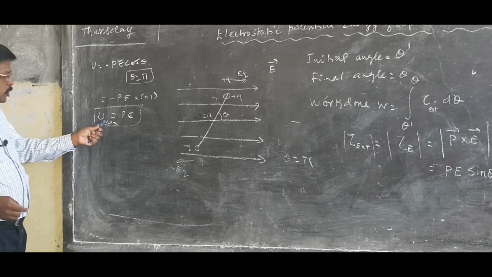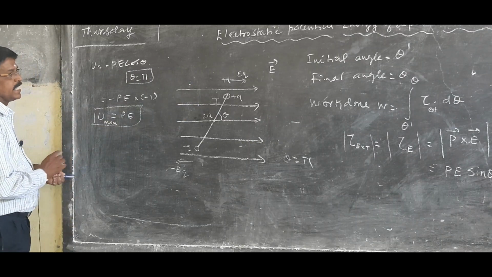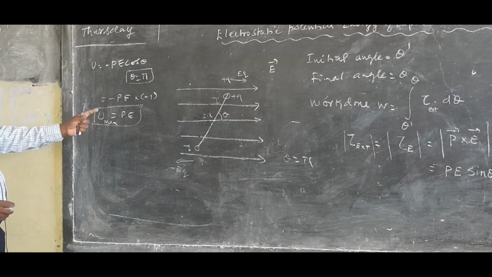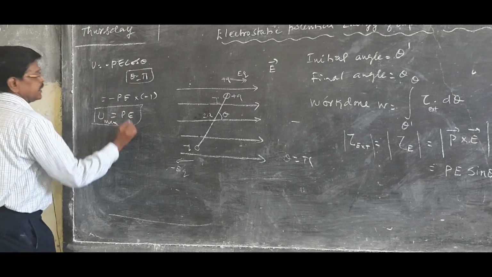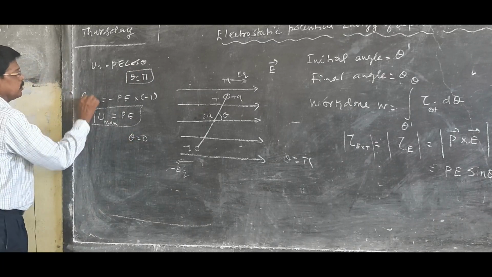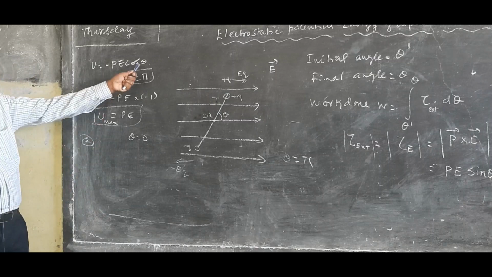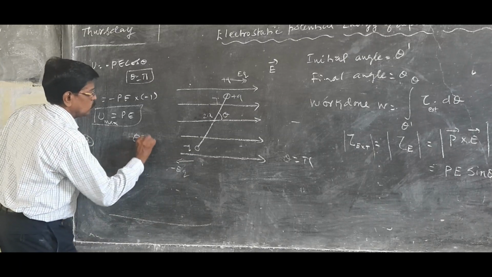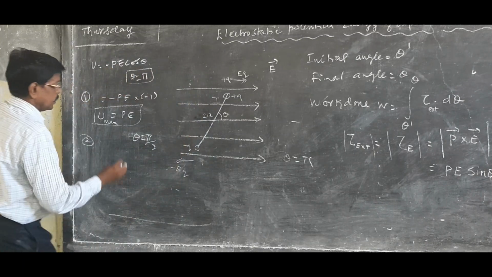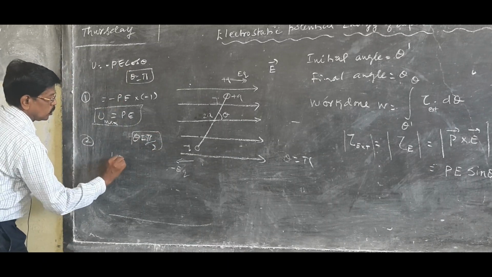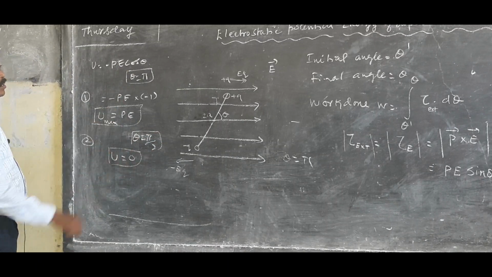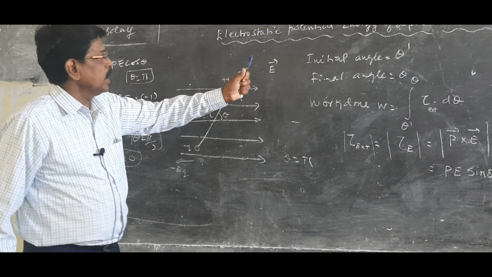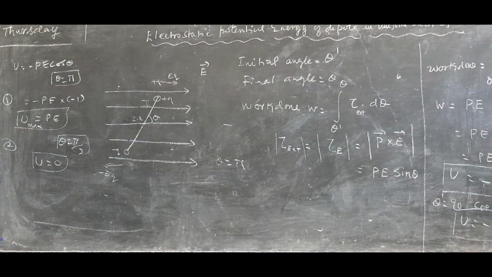So for the energy to be maximum, the angle should be from 90 degree to 180 degree. What is the minimum value? Minimum value means you take theta equal to 0. This is case number 1. Case number 2, theta equal to 90. That is the initial case itself. Then cos 90 equal to 0, so the energy becomes 0. This is the minimum energy, and this is the maximum energy, in the case of the electrostatic potential energy of a dipole.